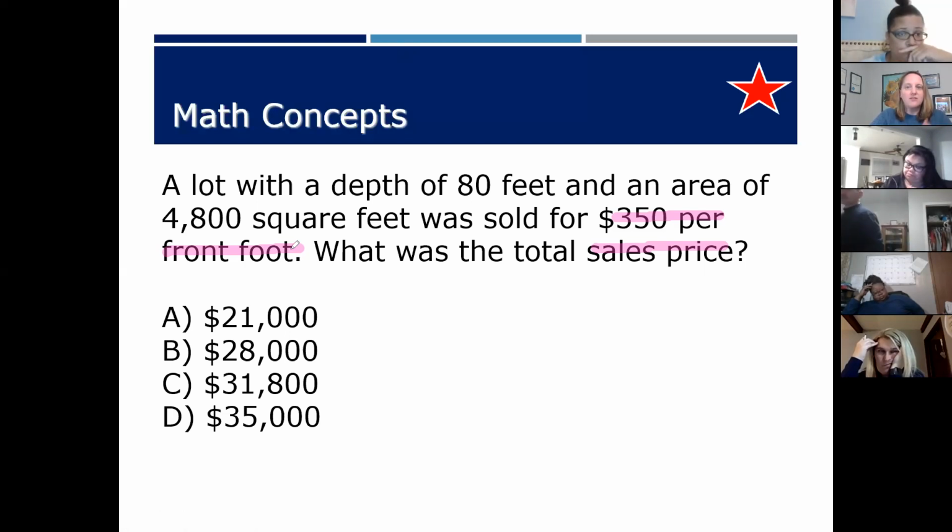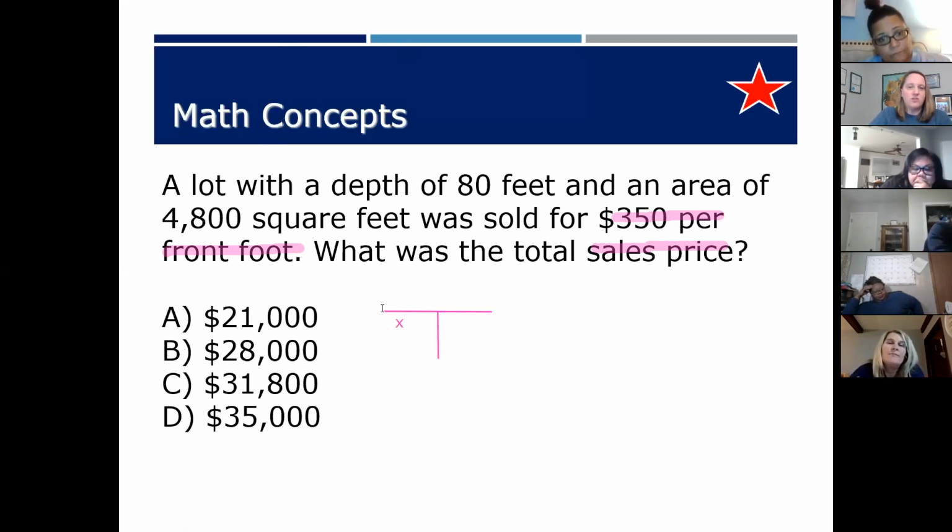How do I find the sales price? $350 per front foot. Ooh, what's the front foot? I don't know. So what do I do? I find the front foot. So we either take length times width, front foot times depth, or we can use our T-bar, solve for front foot, which is our length. I have 4,800 square feet, and I have a depth of 80.